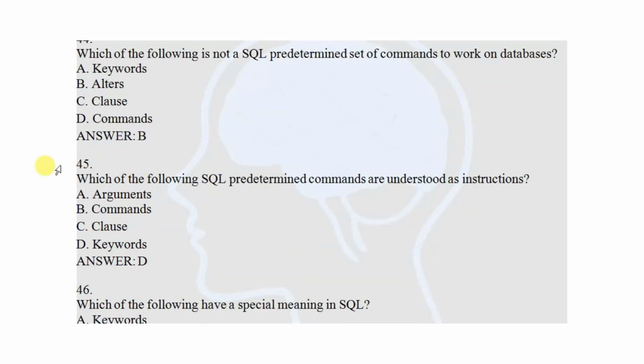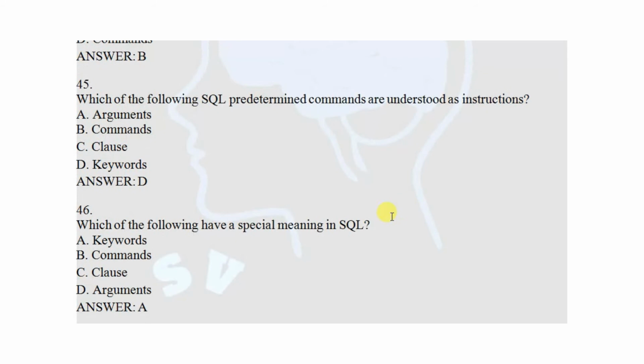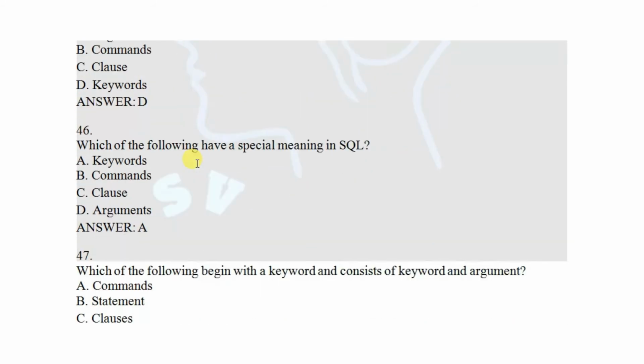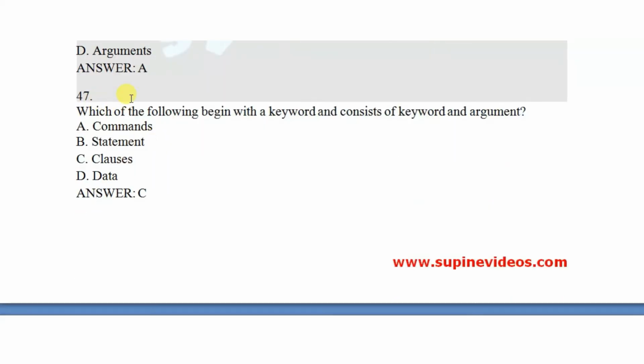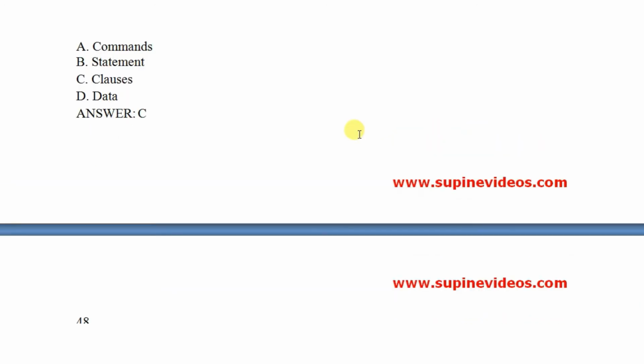Alters. Question number 45. Which of the following SQL predetermined commands are understood as instructions? Your answer is option D, keywords. Question number 46. Which of the following have a special meaning in SQL? Your answer is option A, keywords. Question number 47. Which of the following begins with a keyword and consists of keyword and arguments? Your answer is option C.